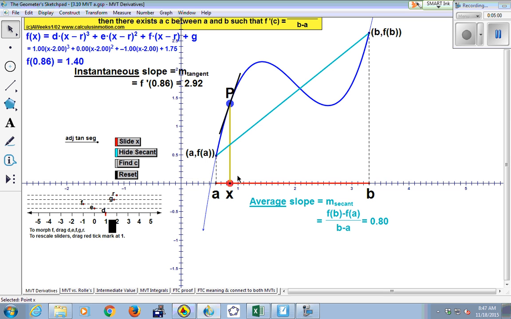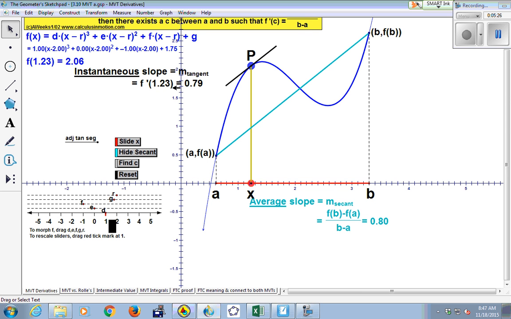So I'm looking for a place where they're parallel, and this computer program is also calculating the actual slope over here. I'm looking for an actual slope of 0.8. So when I drag x, visually I'm looking for something parallel. That looks pretty close to parallel, and its slope is pretty close to 0.8. The x value there is 1.23.